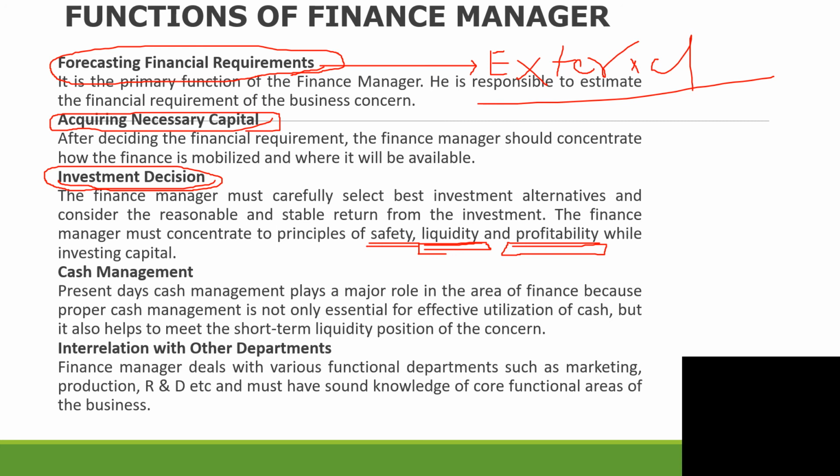The next thing is management of cash. A certain amount of cash shall always be maintained by a firm to be able to meet day-to-day routine transactions: paying accounts payable, payment of creditors, payment of wages, payment of taxes. So cash management is an important concern to the managers. The financial manager is also required to keep a very cordial relationship with all the other functional departments such as marketing, production, research and development, and sales, etc. He must possess sound knowledge about these core functions of the business.